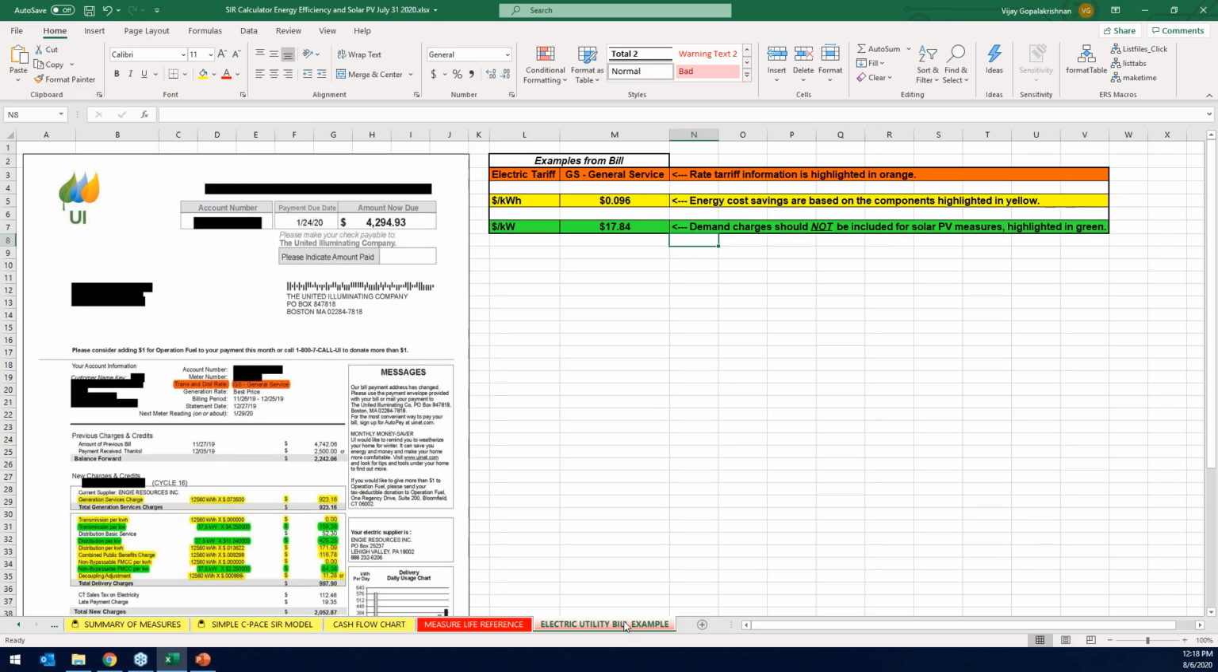Next, we have a utility bill example. This shows how we would break down the calculations for the dollar per kilowatt hour and dollar per kW for avoided electric cost or savings through each of these measures.